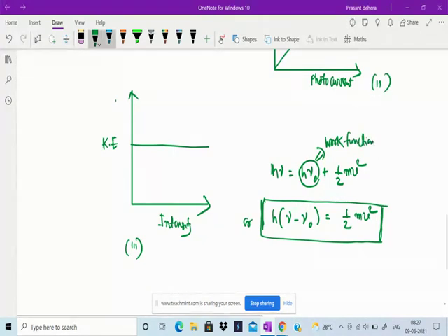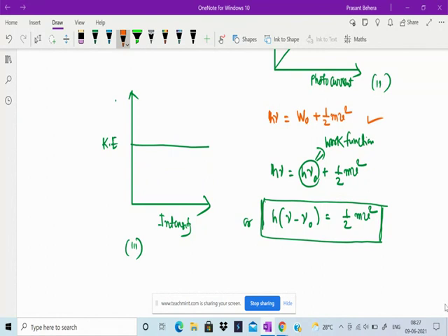It may be represented in the following way: h nu is equal to W naught, the work function, plus half mv square. This is another form, with the work function. Einstein satisfactorily explained it with the help of the quantum theory of radiation.